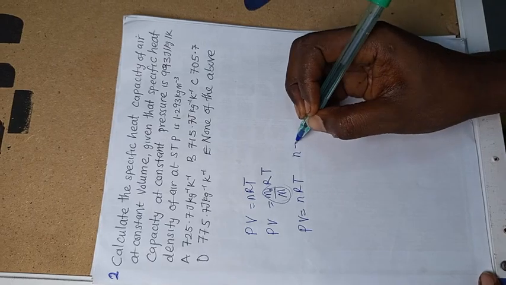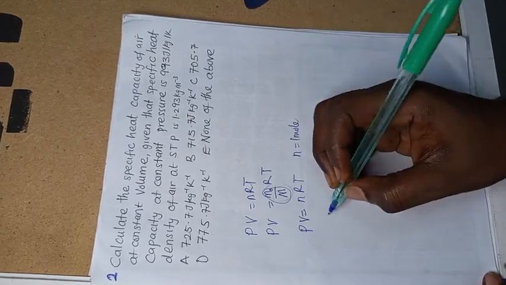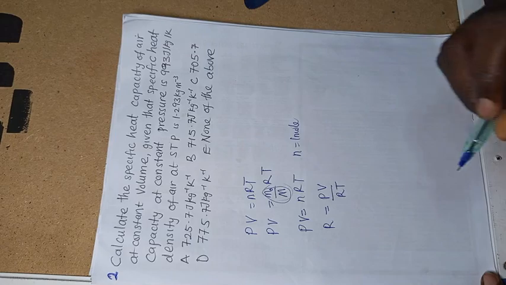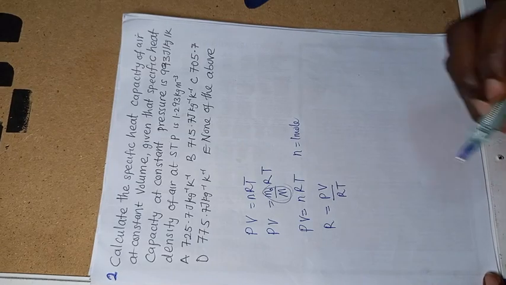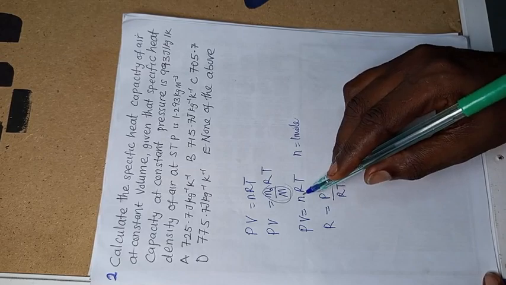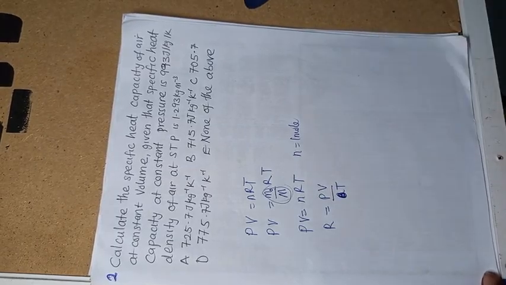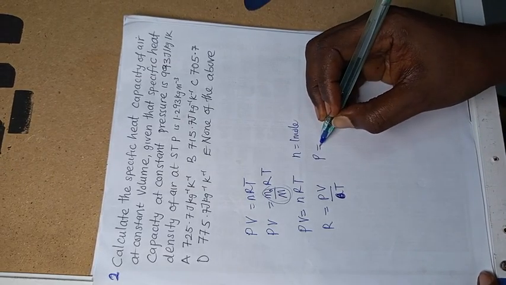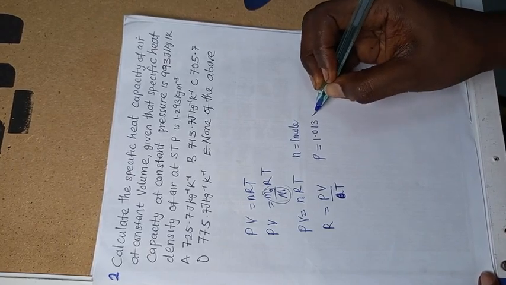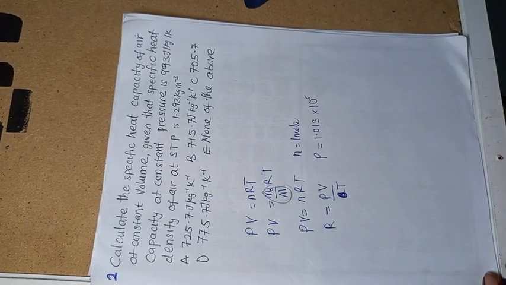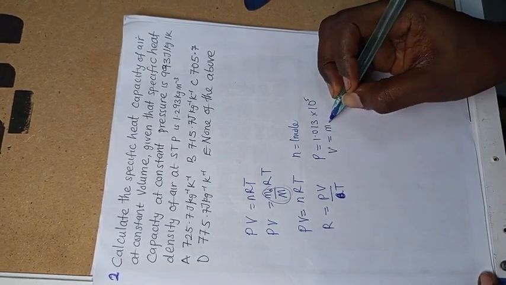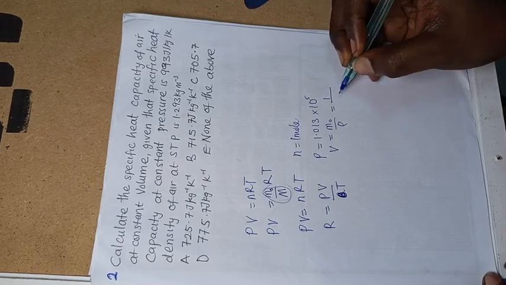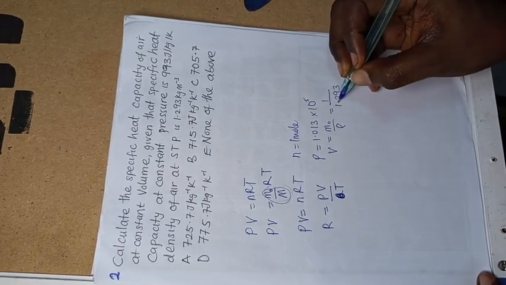So if I use nRT, now what do I have? n is 1 mole. Then R will be equal to PV over T. Sorry. Now, what is our P first? P at STP is 1.013 times 10 raised to the power 5. What's our volume? Volume is mass over density. What is mass? 1 over 1.293.